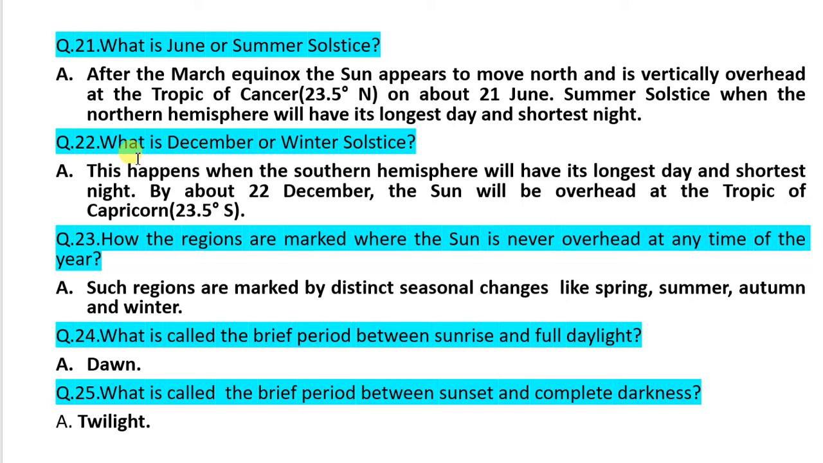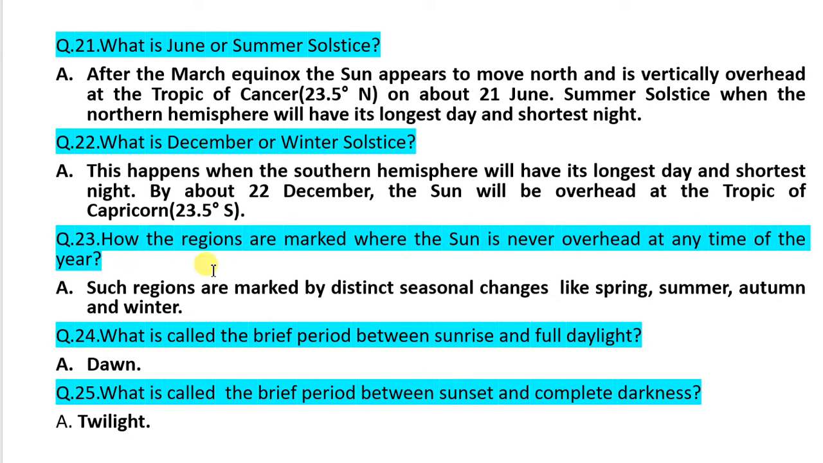Next question, what is December or winter solstice? The answer is this happens when the southern hemisphere will have its longest day and shortest night. By about 22nd December, the sun will be observed at Tropic of Capricorn, that is 23.5 degree south.